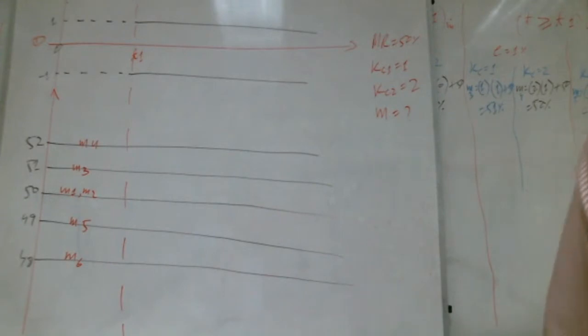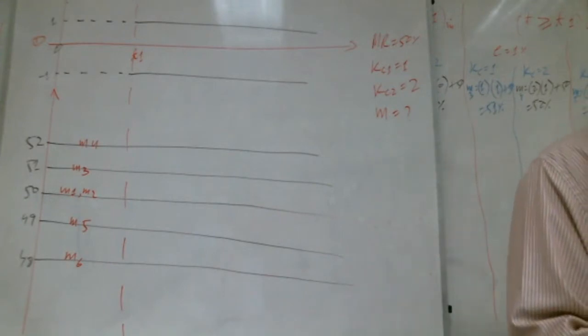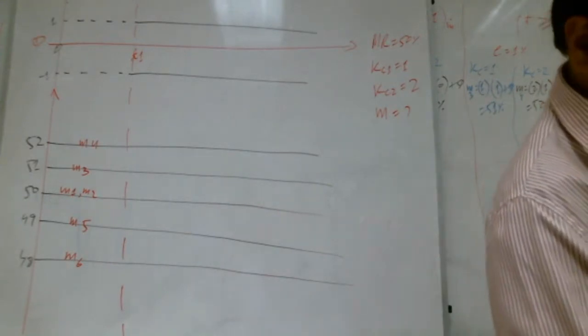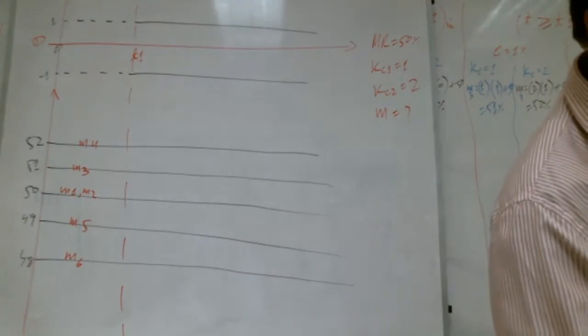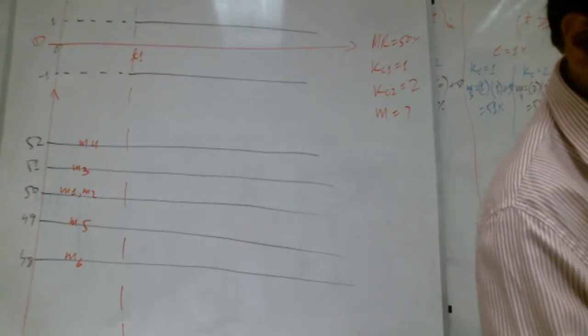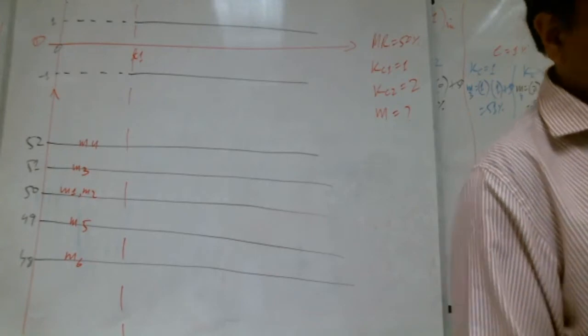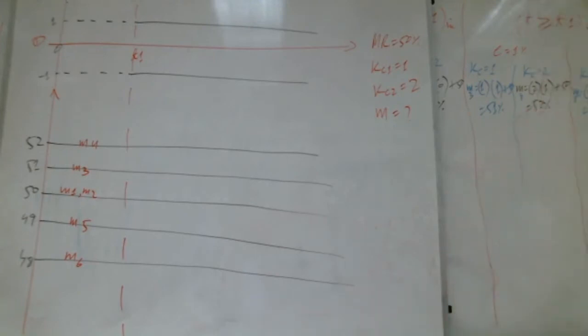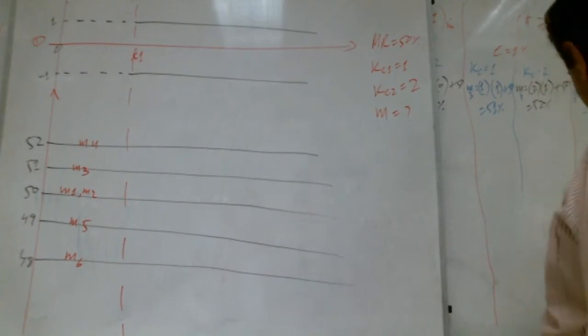Very good. What is your ID? Tell me your ID, brother. 421. What is your first name? Sami. Okay. This brother is saying very correct.